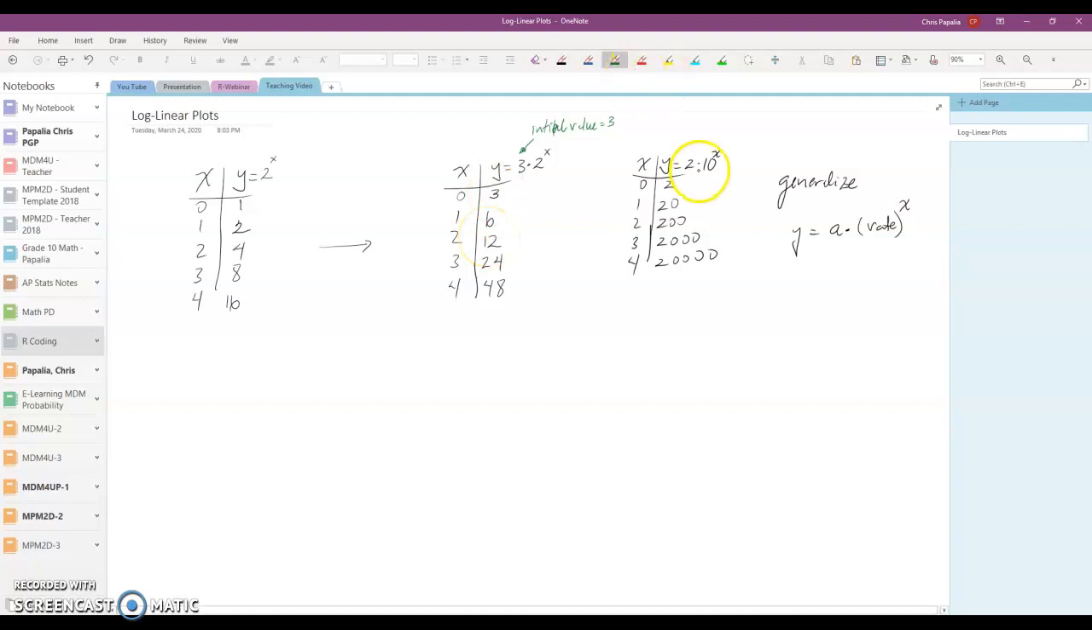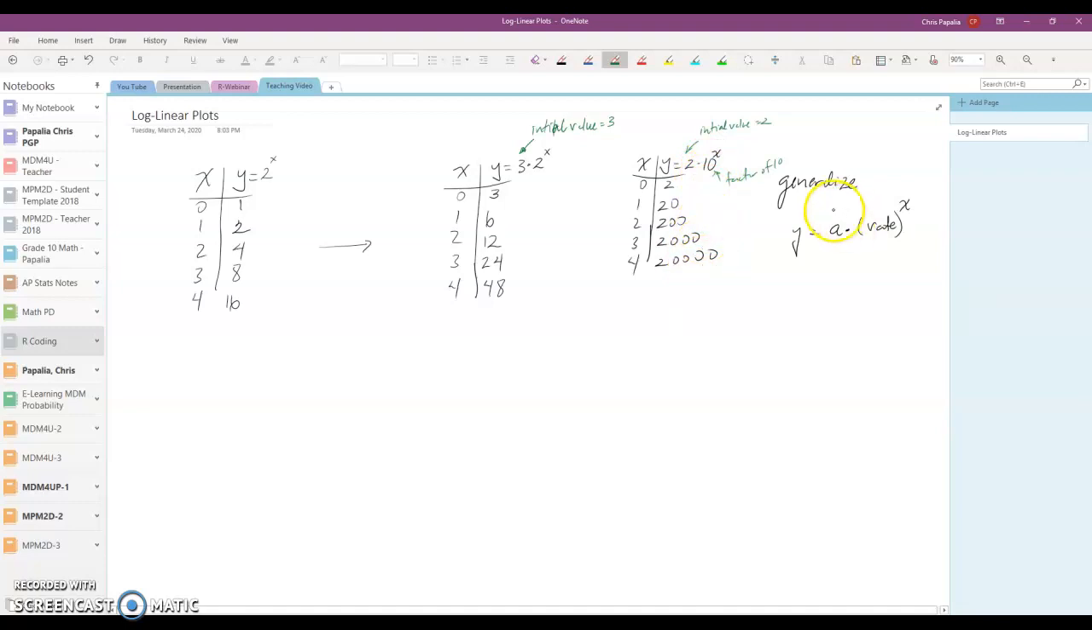What we've done here is we've given ourselves an initial value that equals 2, and rather than doubling, now we're increasing by a factor of 10 for each x value. So we start with 2, right? 10 to the 0 is 1, 2 times 1 is 2, but then 10 to the 1 is 10, 2 times 10 is 20, and 200 and 2,000 and 20,000. We see there are some enormous growth patterns here.